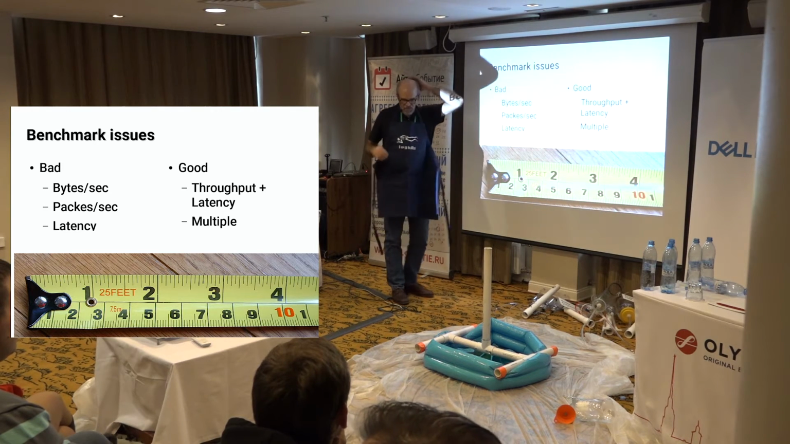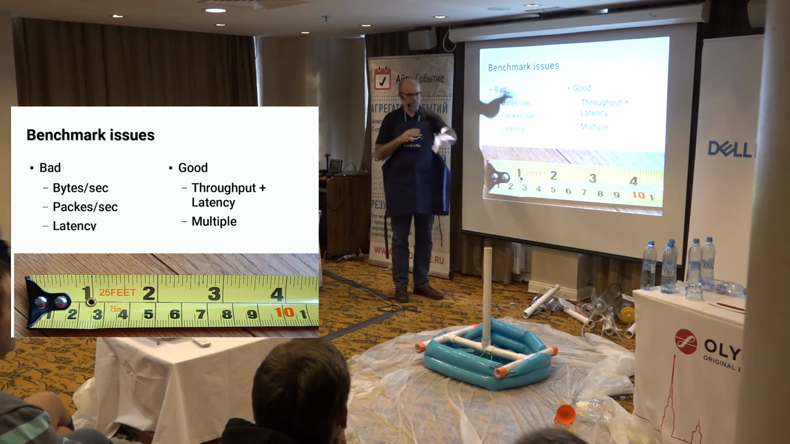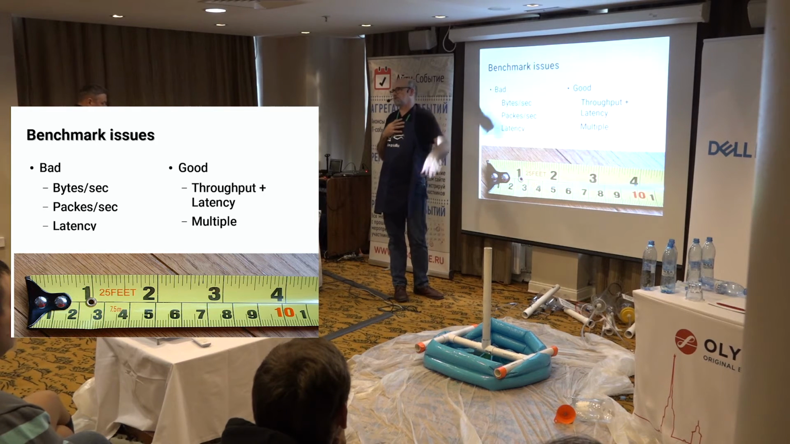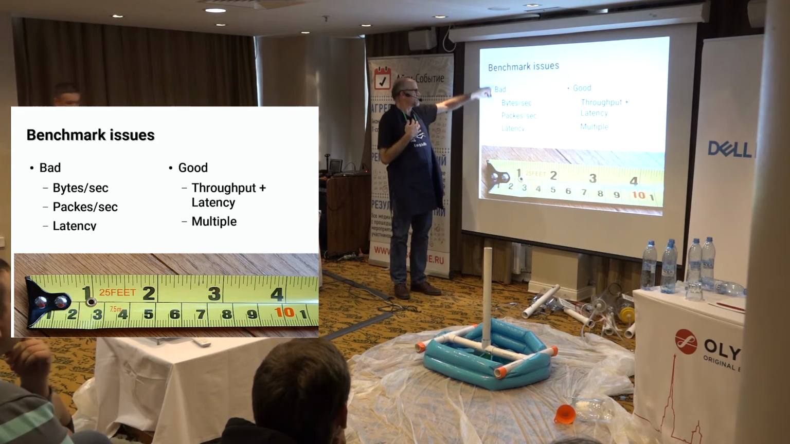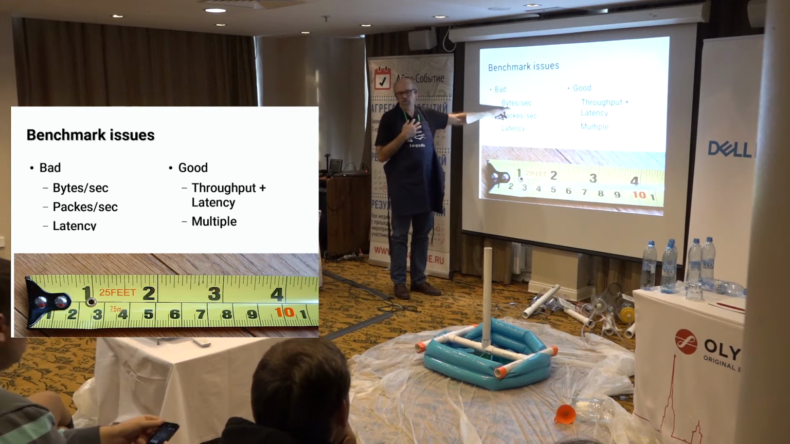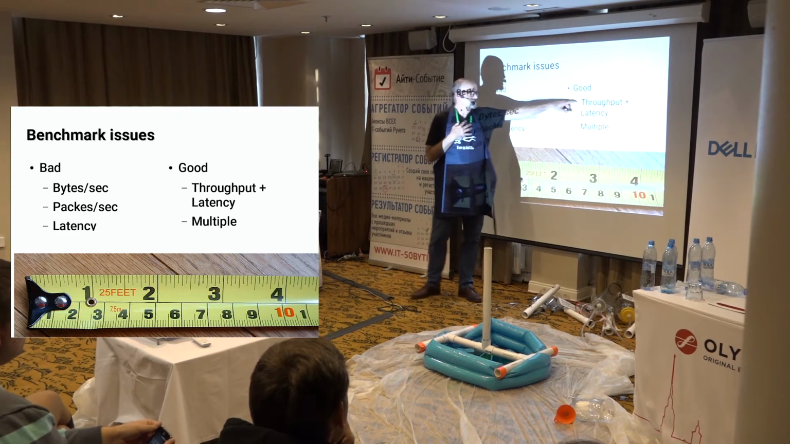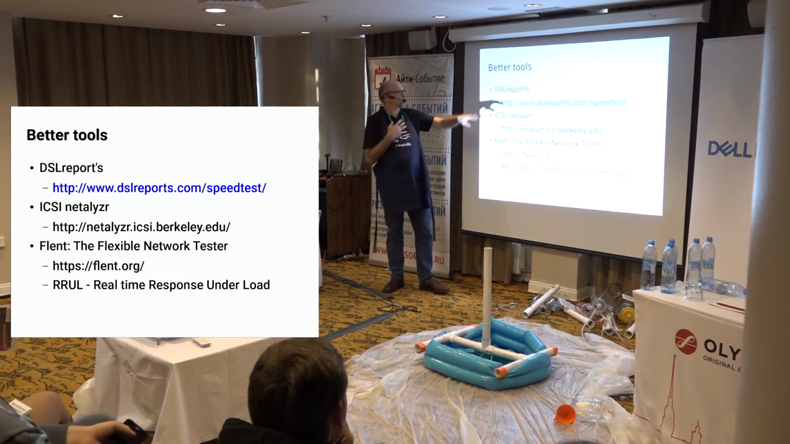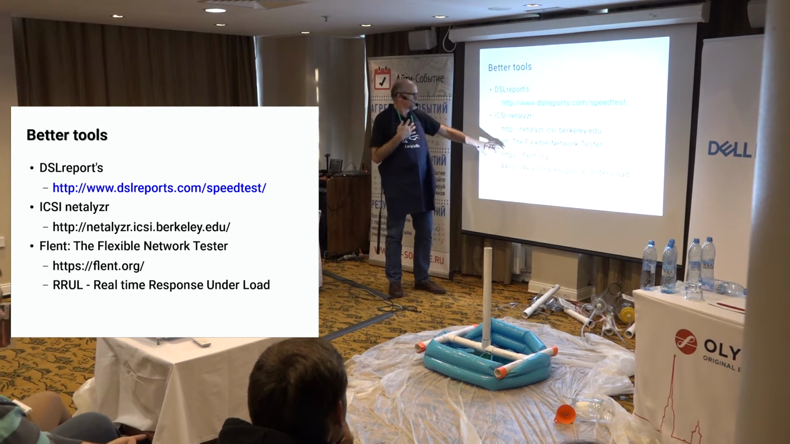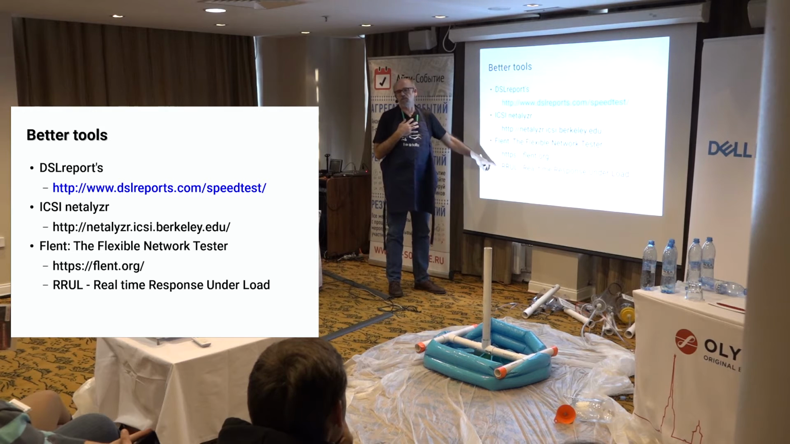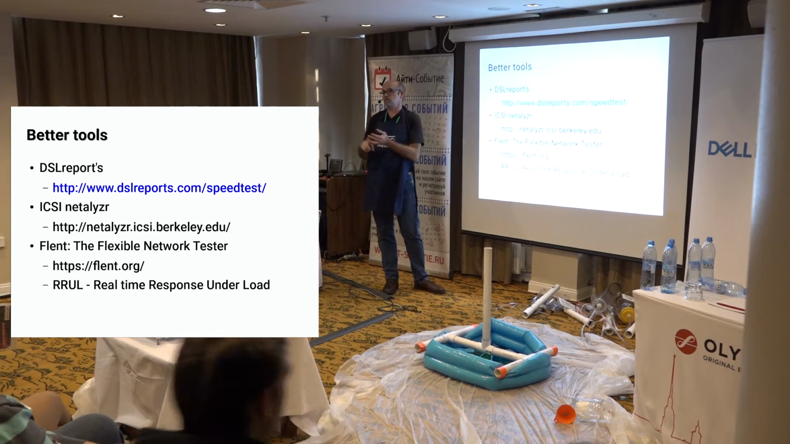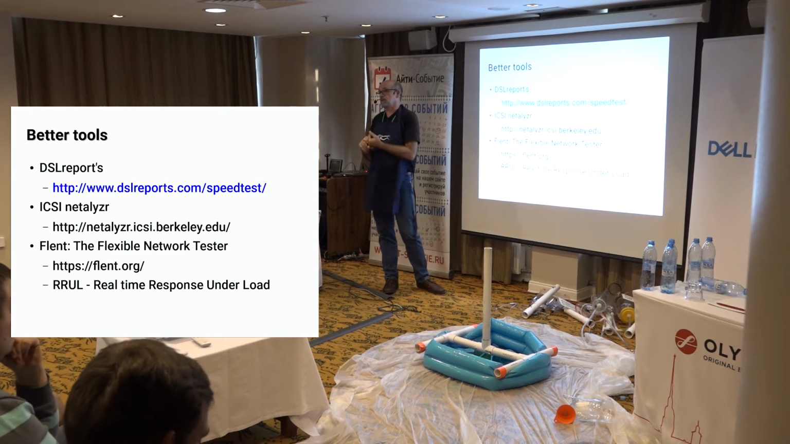So the general problem is solved by fq_codel, and then the question is, can we solve the benchmarks as well? So the benchmarks were always measuring bytes a second, packets a second, and latency. What we really want to measure is throughput and latency, and we want to run multiple streams at once. So the first test that was done that way was called RRUL, which was a wrapper around netperf, which combined upstream, downstream, and doing ping tests at the same time.